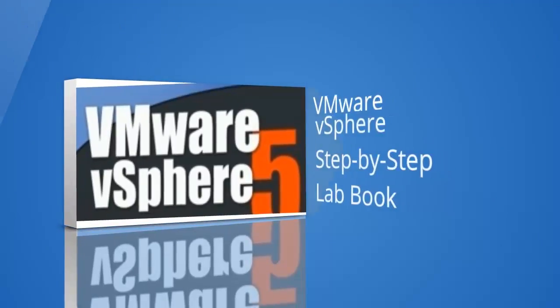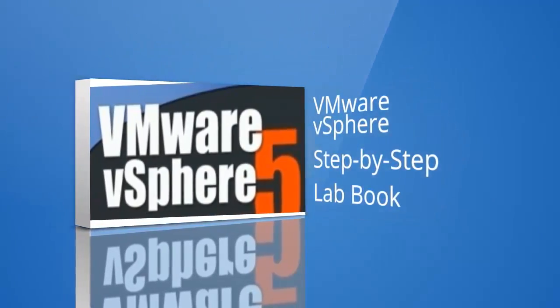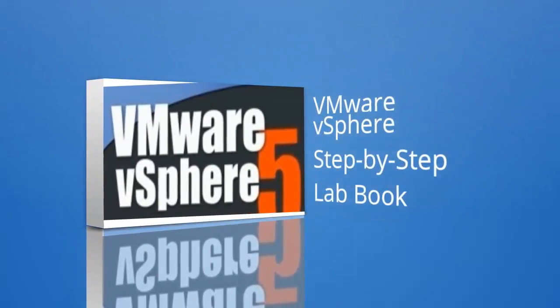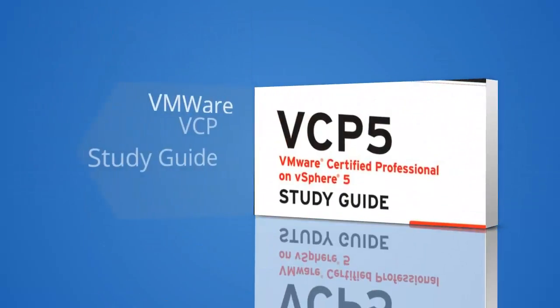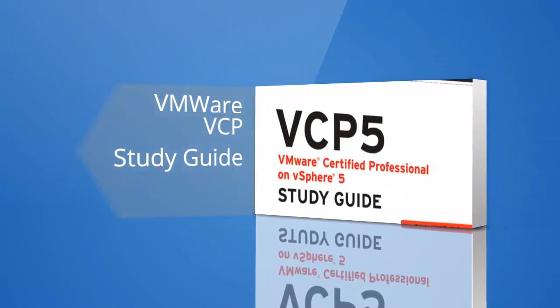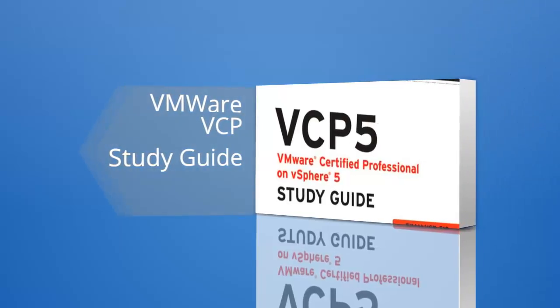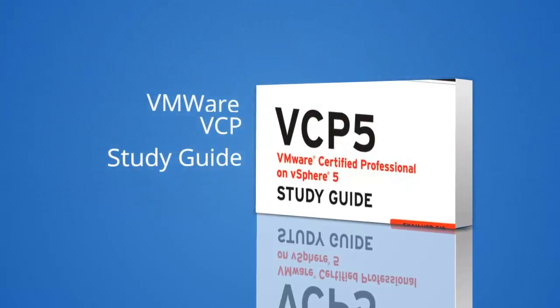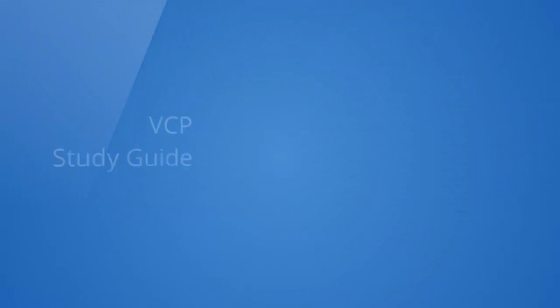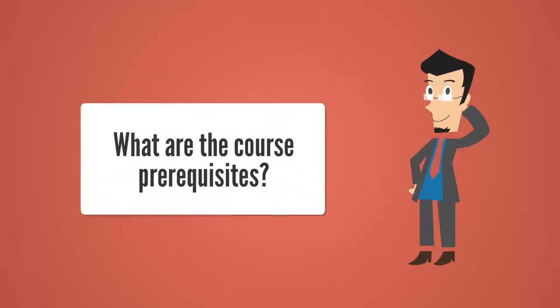the exam. In terms of supporting materials, you will receive 2 books. Number 1 is the VMware vSphere Step-by-Step Lab Book, and number 2 is the VMware VCP Study Guide. The Lab Book will help you to install and configure VMware's virtual infrastructure. It's a step-by-step lab book with lots of exercises that are easy to follow, even if you have no prior VMware experience. The VCP Study Guidebook covers every single objective of the VCP exam, as outlined in the exam blueprint.